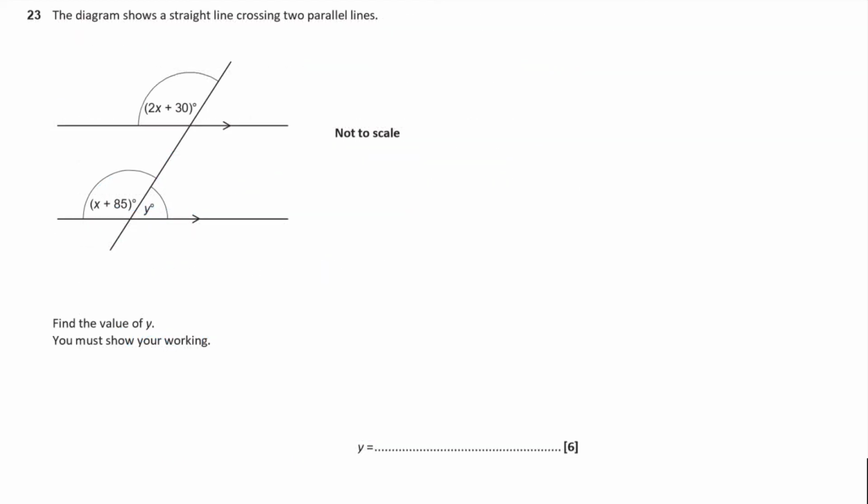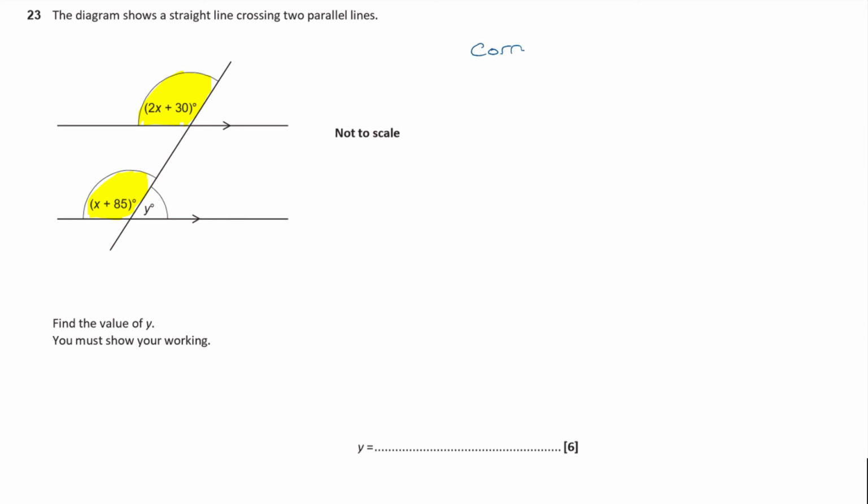The diagram shows a straight line crossing 2 parallel lines. And you've got a number of angles given here algebraically. Now find the value of y. You must show your working. Okay. Well, I'm going to start off by using some properties of parallel lines. This angle here and this angle here have a special name and a special relation, don't they? Do you know what it is? They're called corresponding angles, aren't they? So I'm going to start with that.